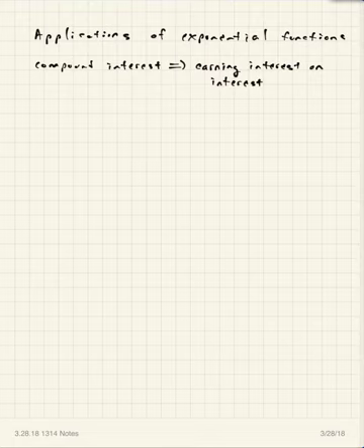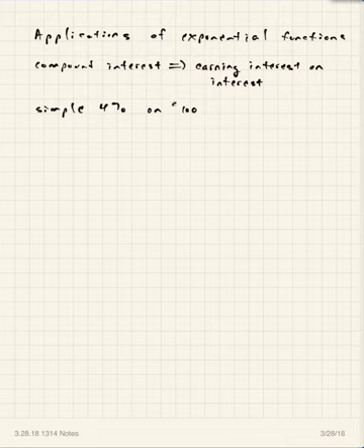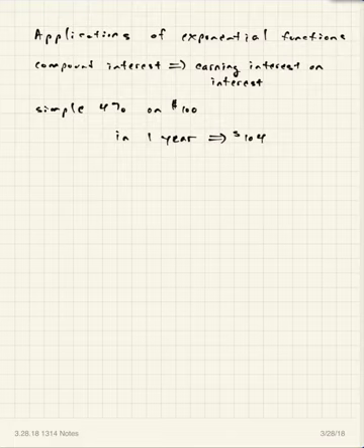So in other words, it basically goes like this: if you were earning a simple 4% on $100, then in 1 year, you have $104, right? Because at the end of the year, they pay you 4% of $100 as interest, so you get $4 of interest, and you get $104.